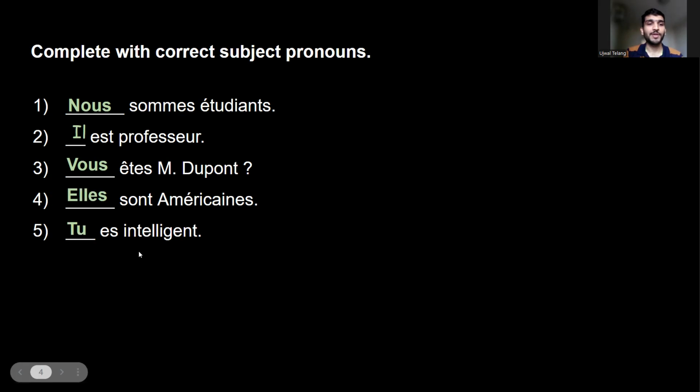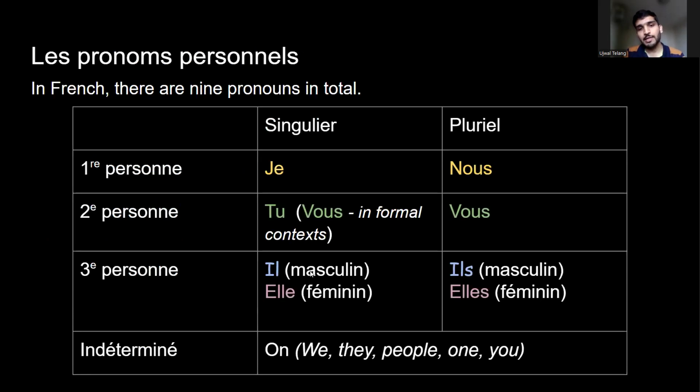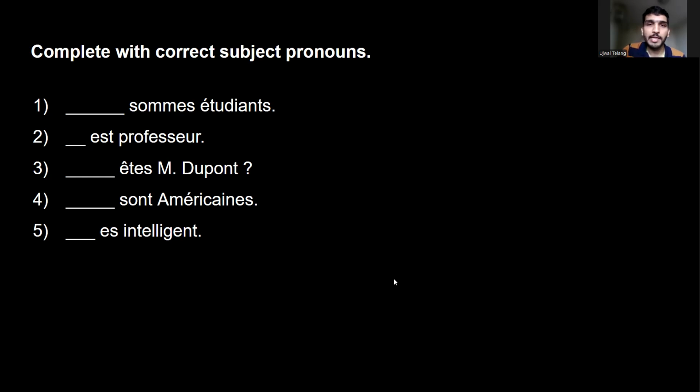And then we have dash et intelligent. Tu. Okay. So remember, this is es and this is est. If you go back to the conjugation, for tu, it is es. For il, elle, and on, it is est. Okay, keep that in mind. And you can also watch that in my video on how to conjugate le verbe être. Okay, so those are all the examples.